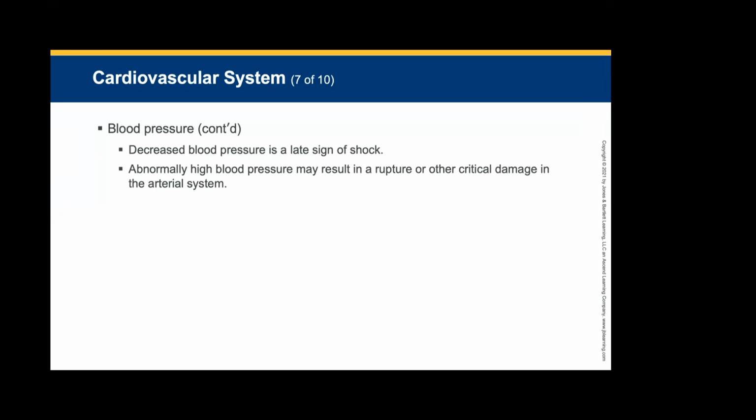Decreased blood pressure is a late sign of shock. Abnormally high blood pressure may result in a rupture or critical damage in the arterial system. Because too high can be super, super dangerous, and too low, you can cause a catastrophic event. So keep an eye on that.